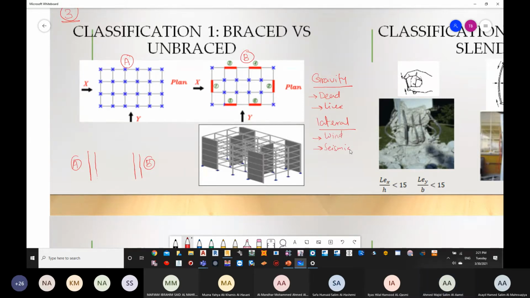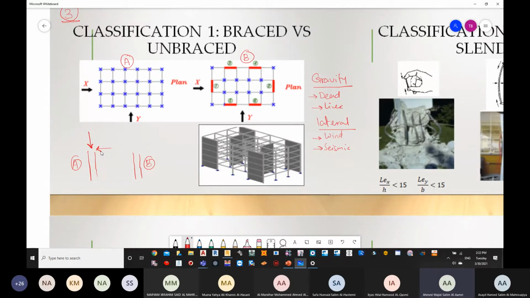Now, in case A, the columns are supposed to be taking both the lateral and the gravity forces, because we don't have anything protecting my structure, or any element which is going to bear or take the lateral loading. There are only columns, so these columns are supposed to be taking both the gravity loads and the lateral loading.